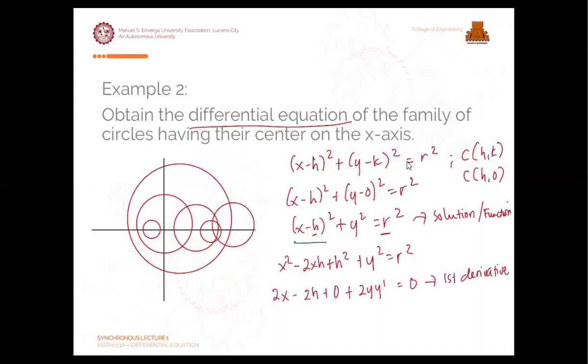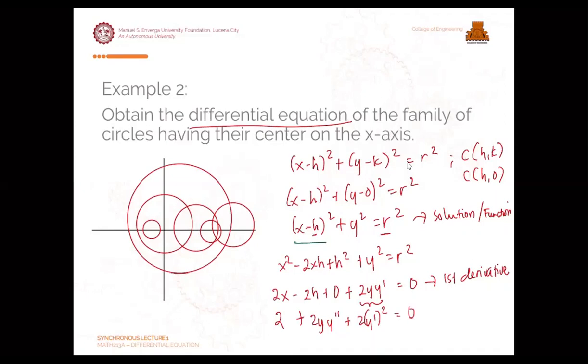Okay. Second derivative, we have 2. Then ito magiging 0 na. Plus, derivative ng product. So, we have 2y, y double prime, plus 2y prime squared is equals to 0.